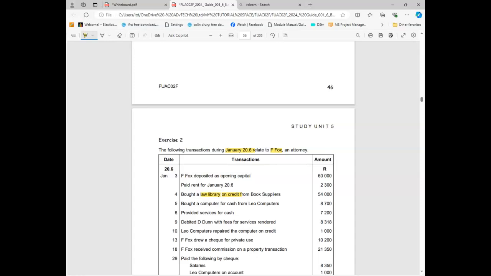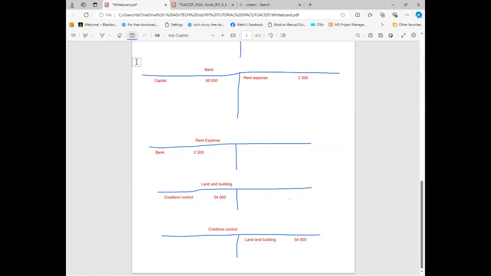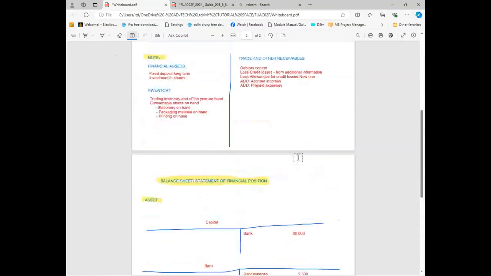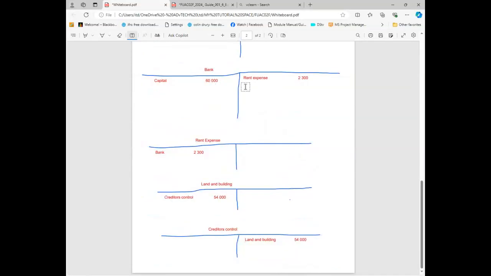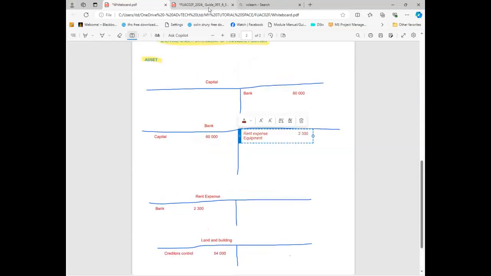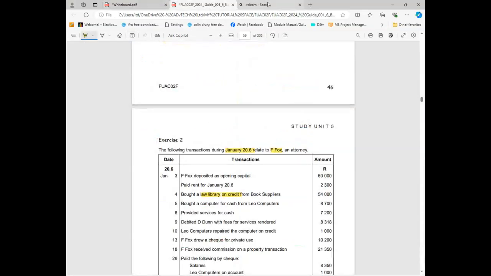Yes, sir. No problem. We bought computer for cash. 2 accounts? Equipment and bank, sir. So we have got bank already. Yes. And so credit bank, debit equipment. I'm gonna say here I can just say equipment. How much is it? Let me check. It's going to be 8.7.